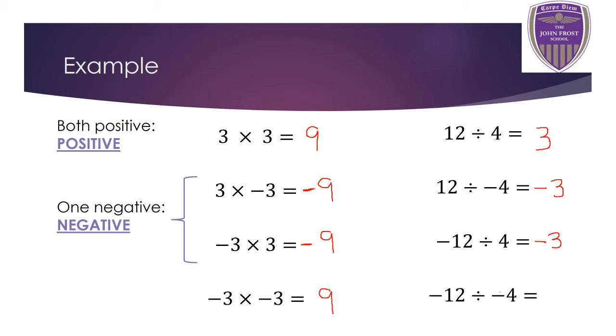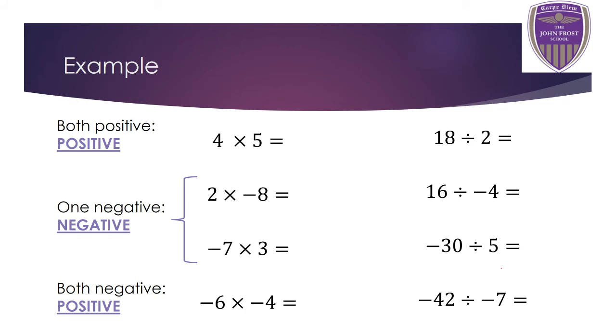Same for minus 12 divided by minus 4. The first negative in minus 12 would make our answer negative, but there's a second one, so that makes our answer back to positive 3 again. So minus 12 divided by minus 4 is 3. That leads us on to the final rule of the lesson. If both numbers are negative, then your answer will be positive. Okay? But let's have a look at some of these questions in action.